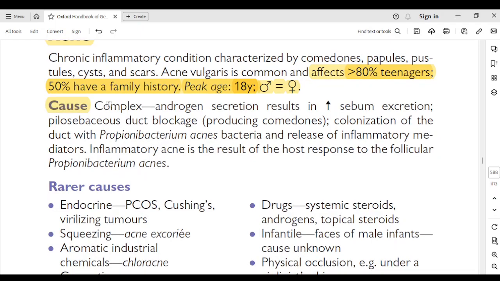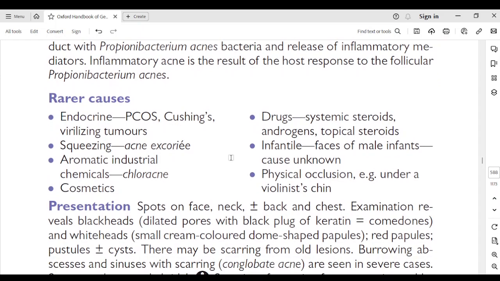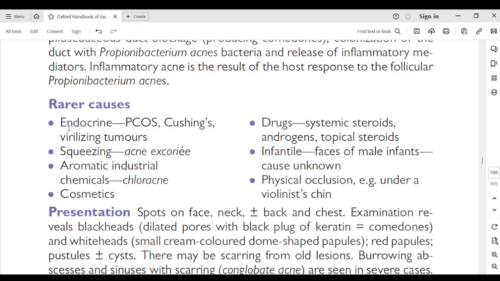Cause. Complex androgen secretion results in increased sebum production, pilosebaceous duct blockage producing comedones, colonization of the duct with Propionibacterium acnes bacteria, and release of inflammatory mediators. Inflammatory acne is the result of host response to follicular Propionibacterium acnes. So, it has various pathophysiology.